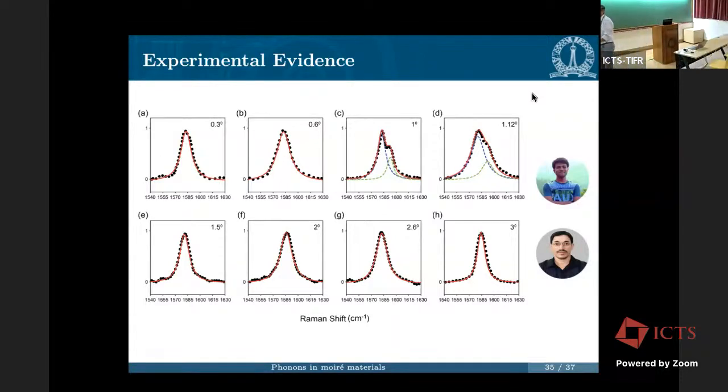So then we started wondering. You do theory, you get something, and then you wonder whether this is actually true. So we went to our experimentalist colleagues Anindya and Darshit, and they measured the Raman spectra near magic angles, and indeed they saw clear splits, which we think are attributed to the reasons that I just discussed.